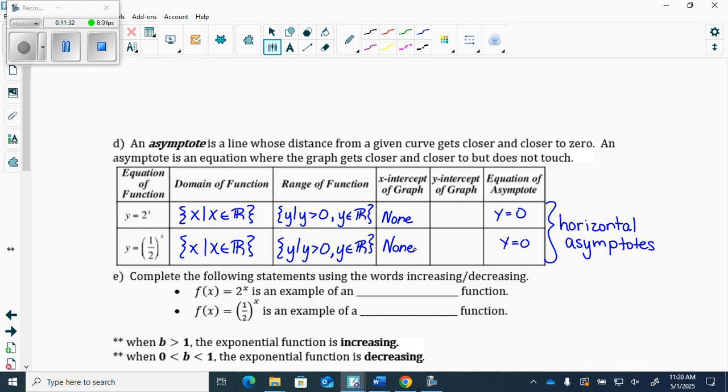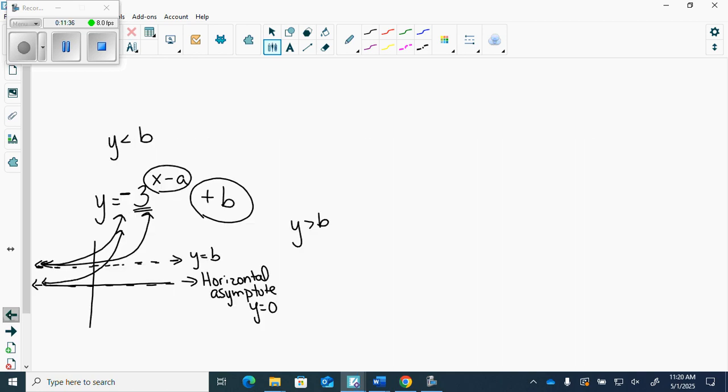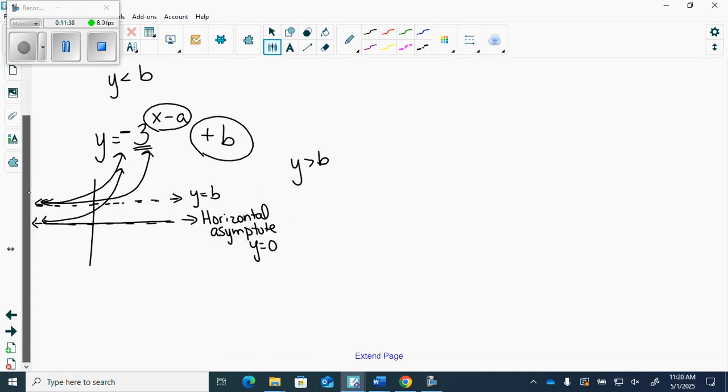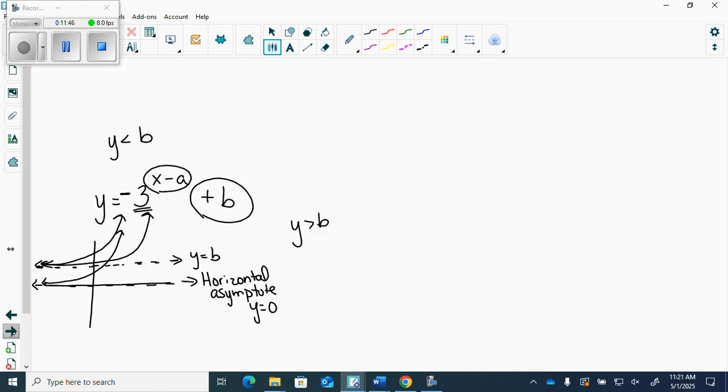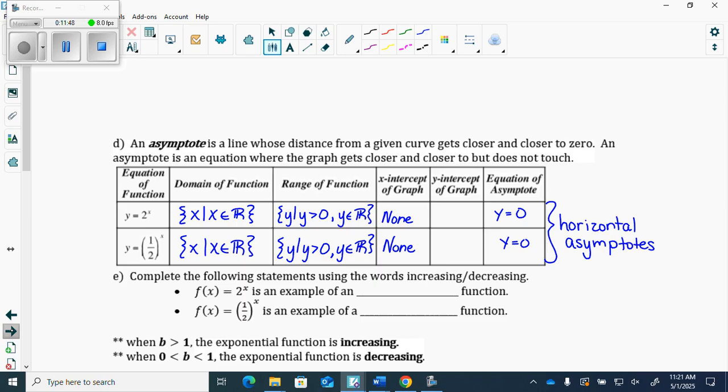Y-intercept of the graph. Where does it cross the y-axis? So we have to write a coordinate. What is our coordinate? 0 and 1.